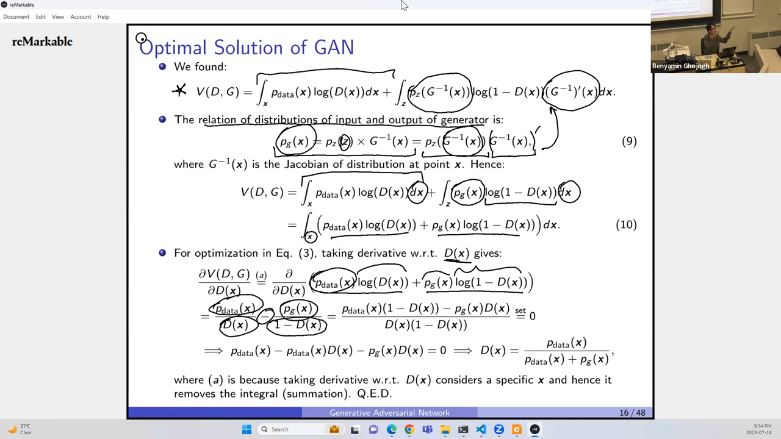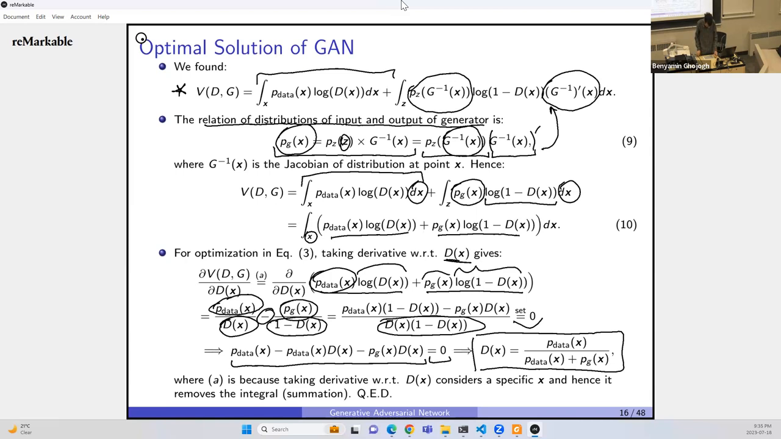Now, I have two fractions. I make the shared denominator. So I set it to zero, right? When I set it to zero, the numerator needs to be zero. So the numerator needs to be zero. Rearrange this, it gives you this. This is exactly what we had in the theorem.